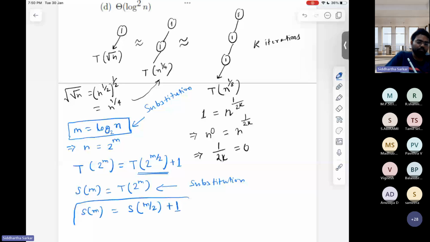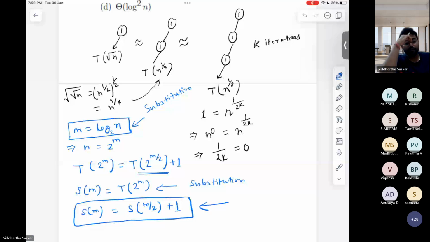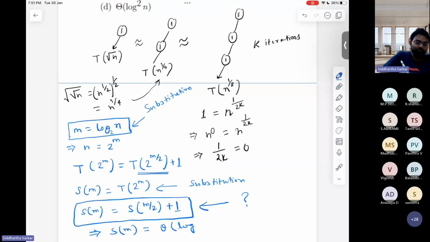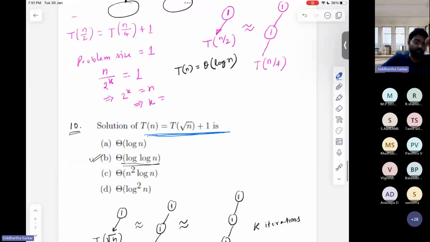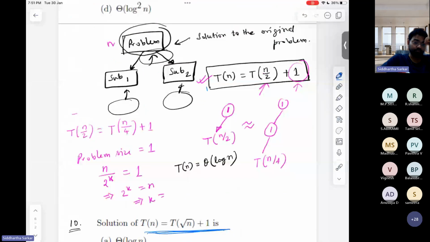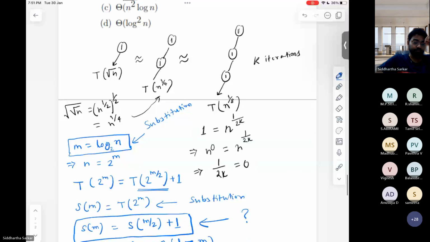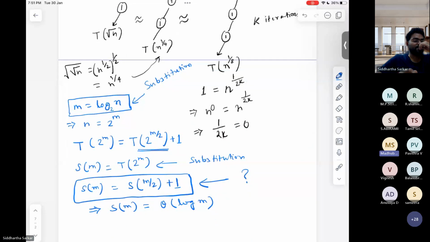What does this recurrence remind you of? The previous merge sort. Great. So we are done. We know how to solve this. We know that the solution to this is theta log m, isn't it? This is the same thing I've done before. This is the recurrence, except that instead of t, we have s, isn't it? Okay, got it.